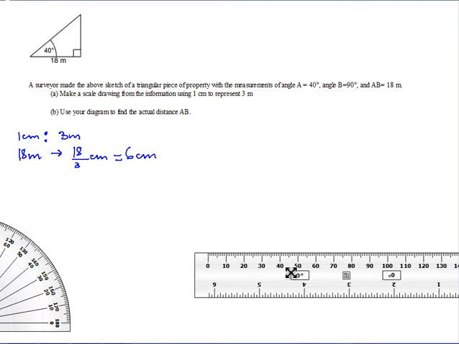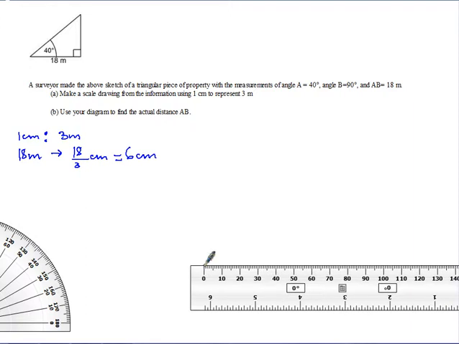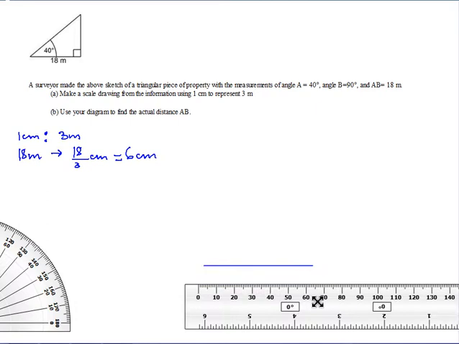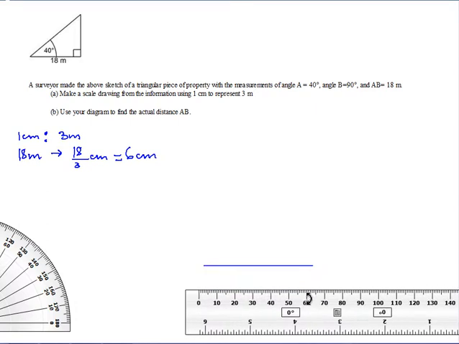We can write right here. So 6 centimeters, I'm going to start it right here. 6 centimeters will be 60 millimeters, so we stop right there. That's your line 6 centimeters long, and that is AB on the diagram. So A is there, B is here, and C is here. And the 6 centimeter line, remember, is representing 18 meters.